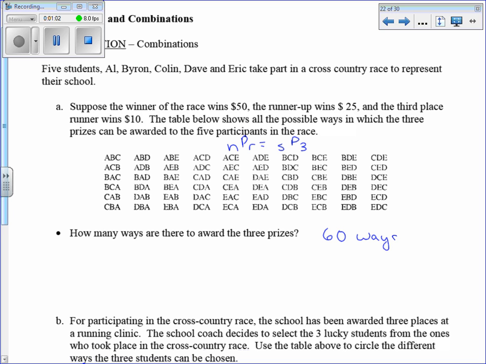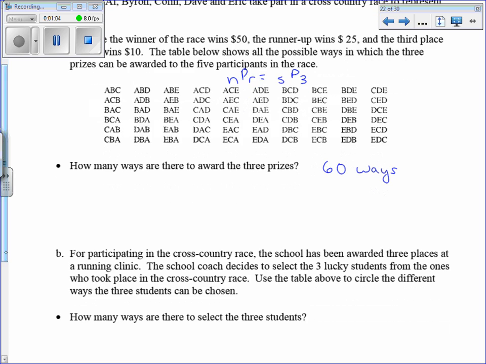So I already showed you up here that we could do it with the permutation formula. It can also be done with the fundamental counting principle, right? This is going to be first place, second place, and third place. There's 5 ways to fill first place, then 4 ways to fill second place, and 3 ways to fill third place. Because once a person's been awarded first place, they can't be given second place or third place. And that again gives you 60 ways.